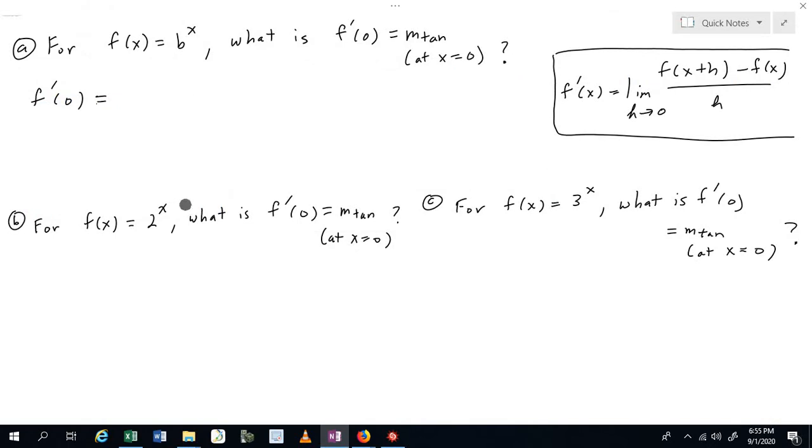The first question we're going to ask is, if we have a general exponential function with a base b raised to the x power, what is the derivative of this function evaluated at 0? That's going to give us the slope of the tangent line to this function right when x is equal to 0.